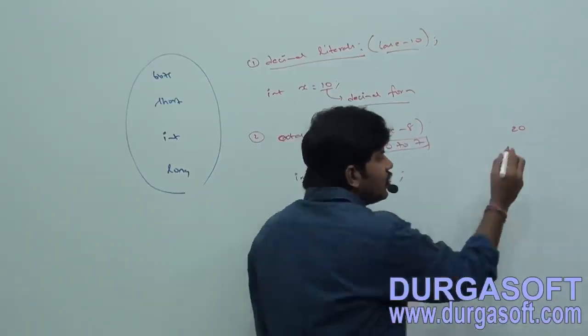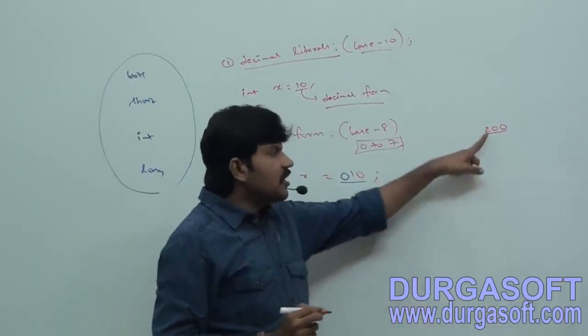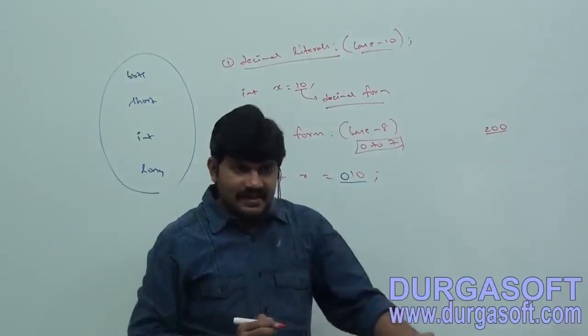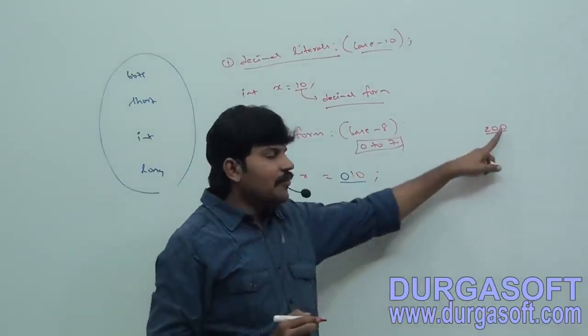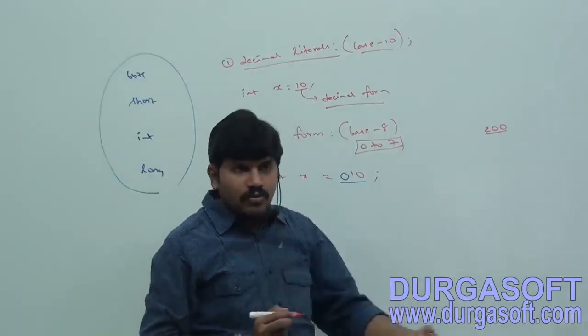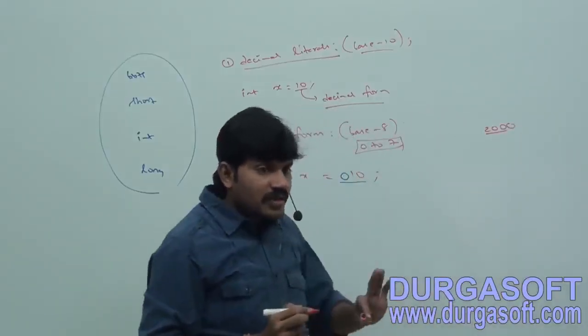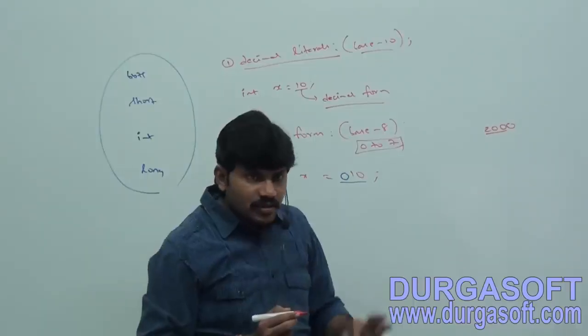If we add 0 at the end, this number will be multiplied by 10. 20, if I add 0, 20 into 10 is 200. Now the value will become 200. If I add one more 0, now the value will become what? 2000. 200 into 10, 2000.